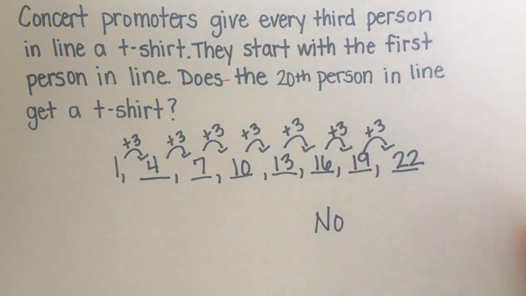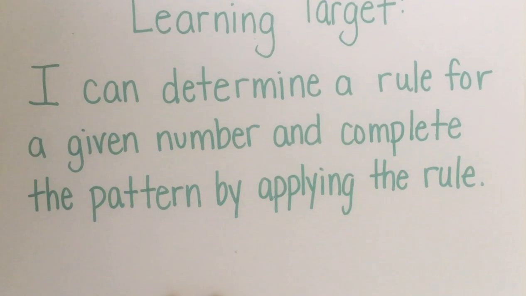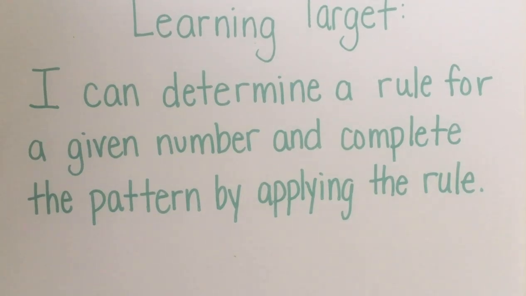All right, wrapping up today, let's take a look at our learning target. I can determine a rule for a given number and complete the pattern by applying the rule. Now you will try some problems on your own. If you need extra support, please watch the video again and stop and re-watch as needed.